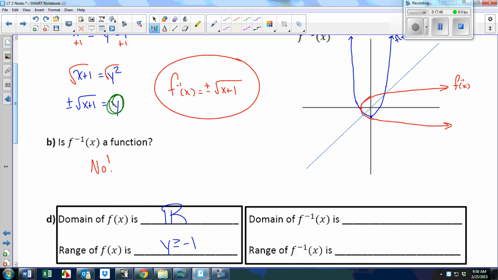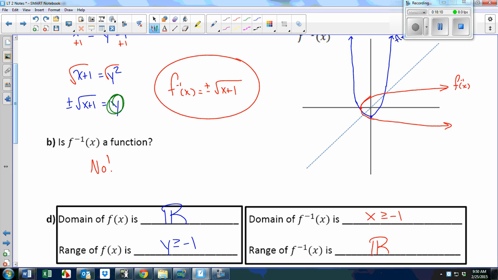Greater than or equal to negative 1. Your x value has to be greater than or equal to negative 1. Very similar to the range of your original, right? What's the range of the inverse? Will that sideways parabola go up forever and down forever? Then the range is all real numbers, just like the domain of your original.